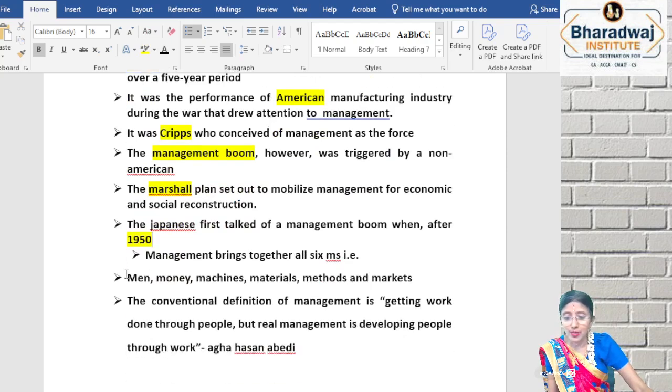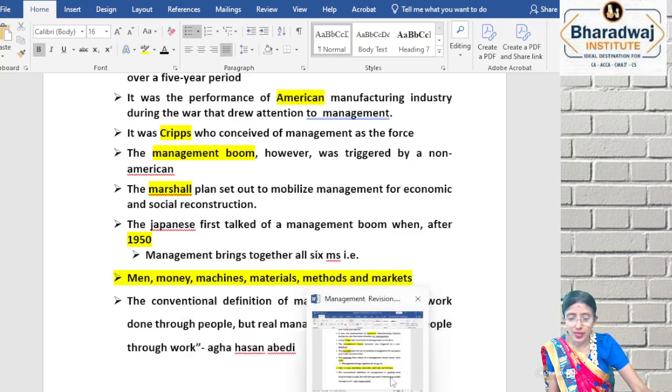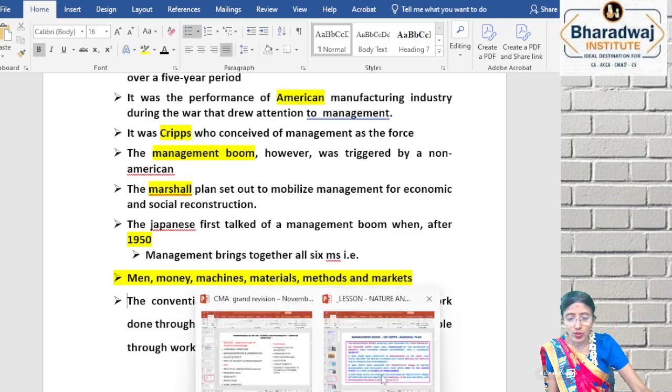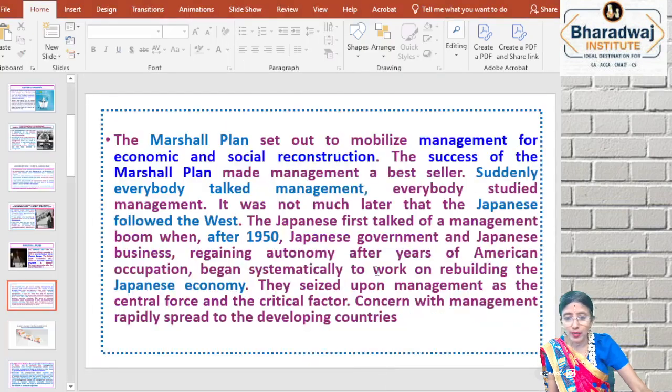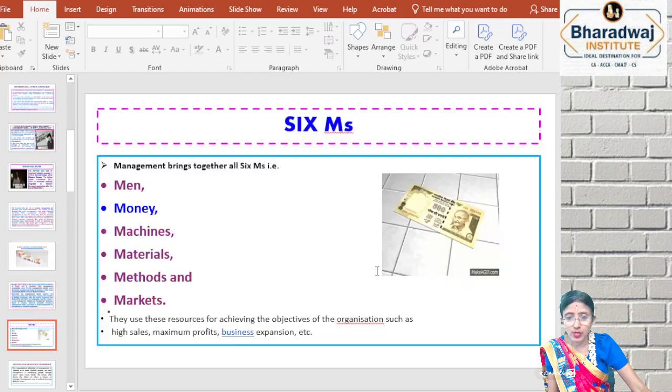Now 6 M's. Did you all try 6 M's? You all didn't try at all. Men, money, machines, materials, methods, and markets. As given in the source, we are doing it. So look at our material also very clearly. I would have given 6 M's and all. A separate page was devoted. Isn't it?